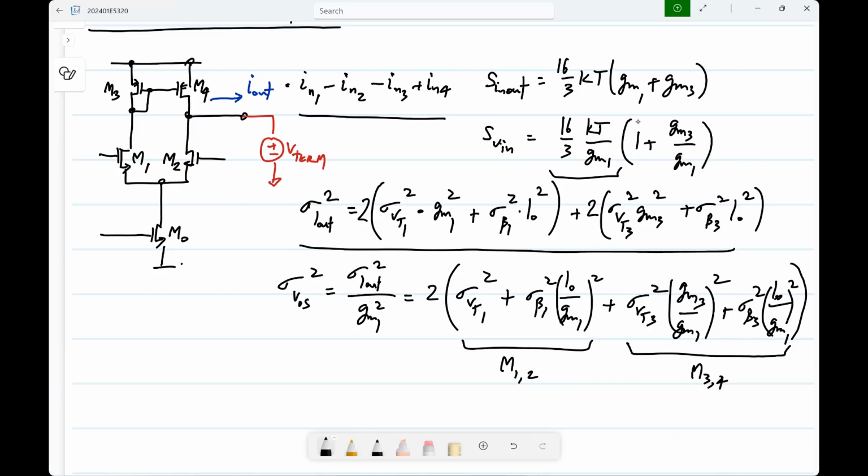And finally, if you have to reduce mismatch, you have to increase the size of all devices, because noise is related only to GM, whereas mismatch is also related to the size. There are some process constants A_VT and A beta, but it's also related to the size. So all these factors, this, that, and that, are all inversely proportional to the area of the devices. So if you increase the area of the device, you will have lower mismatch.